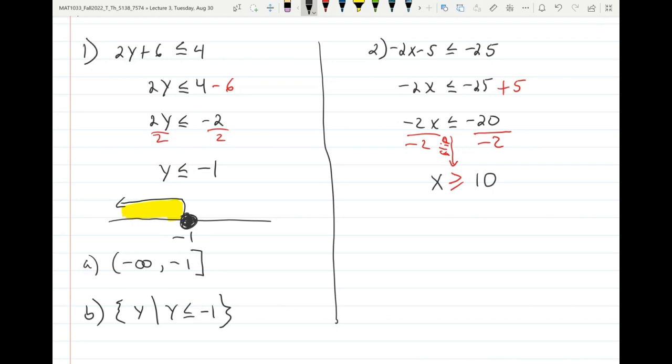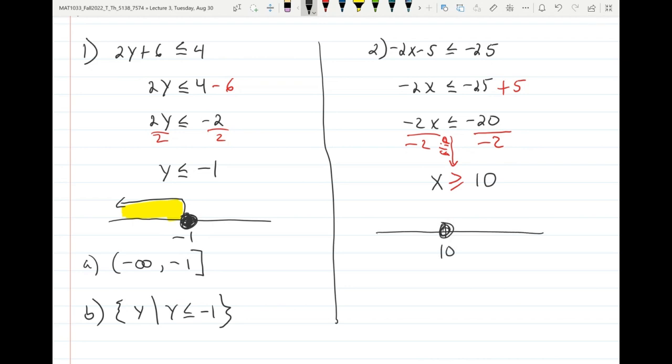Did you understand this? Do exactly the same thing. Imagine that you had an equal sign. This is exactly what you do, right? Move the negative 5 over and then divide by negative 2. The only thing is that because it's a negative, you have to flip the inequality. That's all.